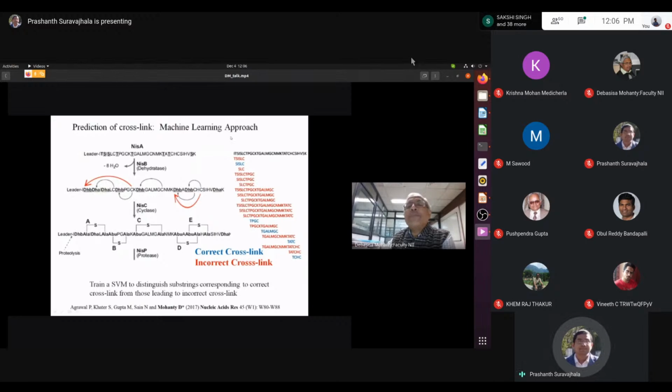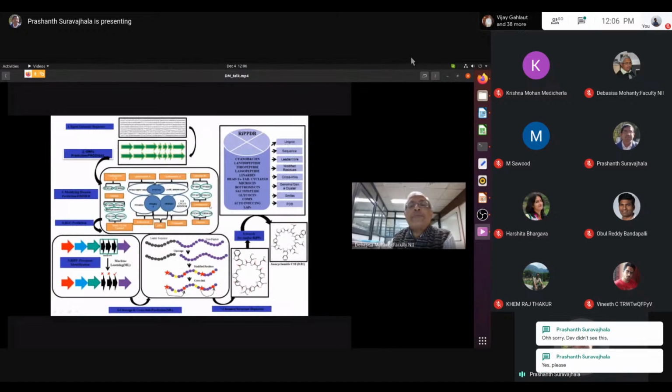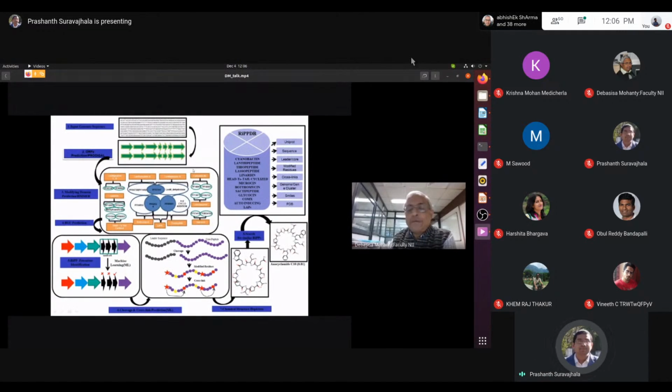So again, use the same trick. Use the blue ones from the known data as the positive data, and the red ones which you generate theoretically as the negative data. Train a machine learning classifier, and then you are in a position to predict this also. We have shown in our earlier work that you are able to predict the cyclization patterns in RiPPs. And the overall method, the flowchart, is given in this graph.